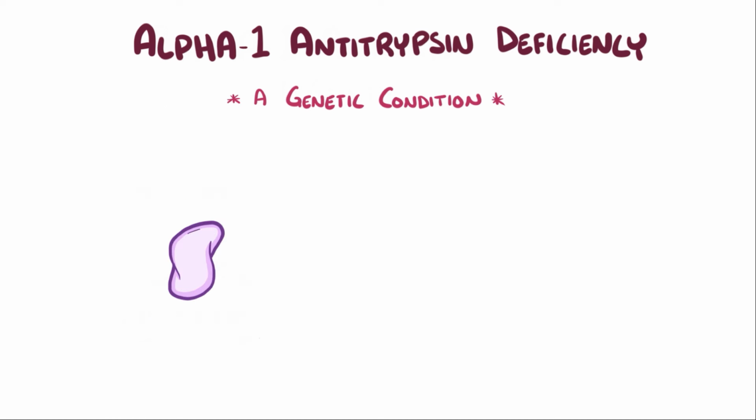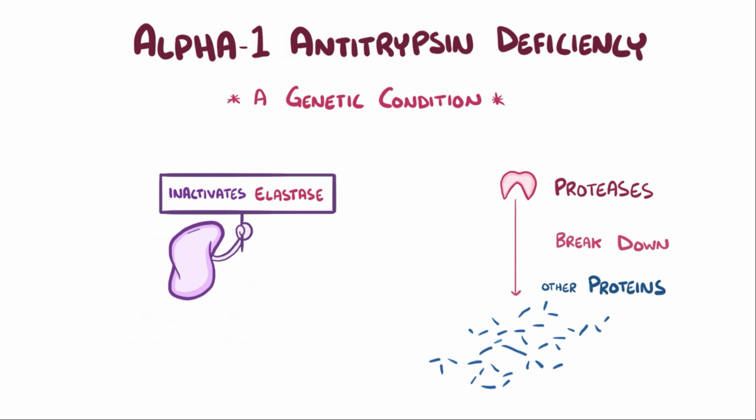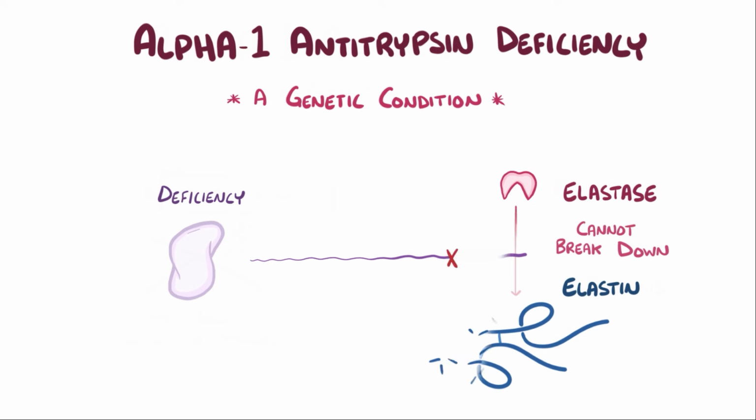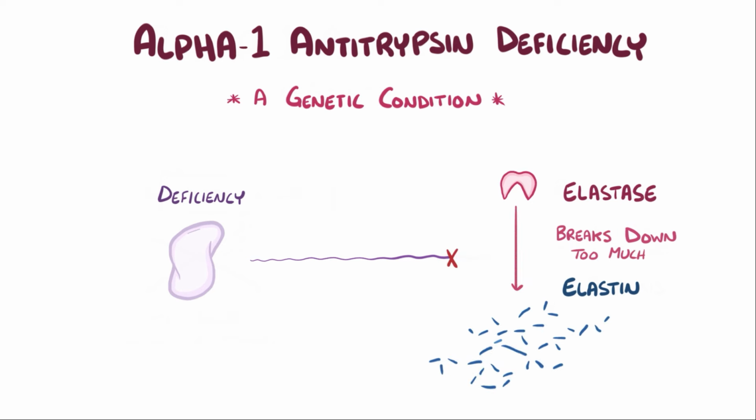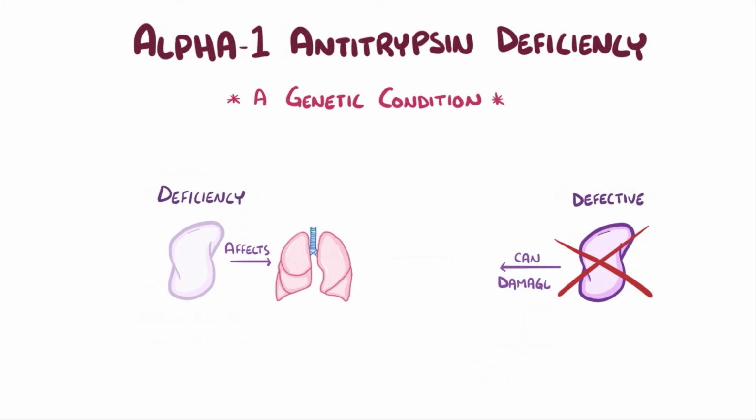As it turns out, alpha-1 antitrypsin is a protease inhibitor that inactivates elastase, which is a type of protease, an enzyme that breaks down other proteins. Since alpha-1 antitrypsin inactivates elastase, elastase can't break down elastin. So alpha-1 antitrypsin deficiency leads to the opposite case, elastin breakdown, which particularly affects the lungs. In addition, defective alpha-1 antitrypsin can cause damage to the liver.